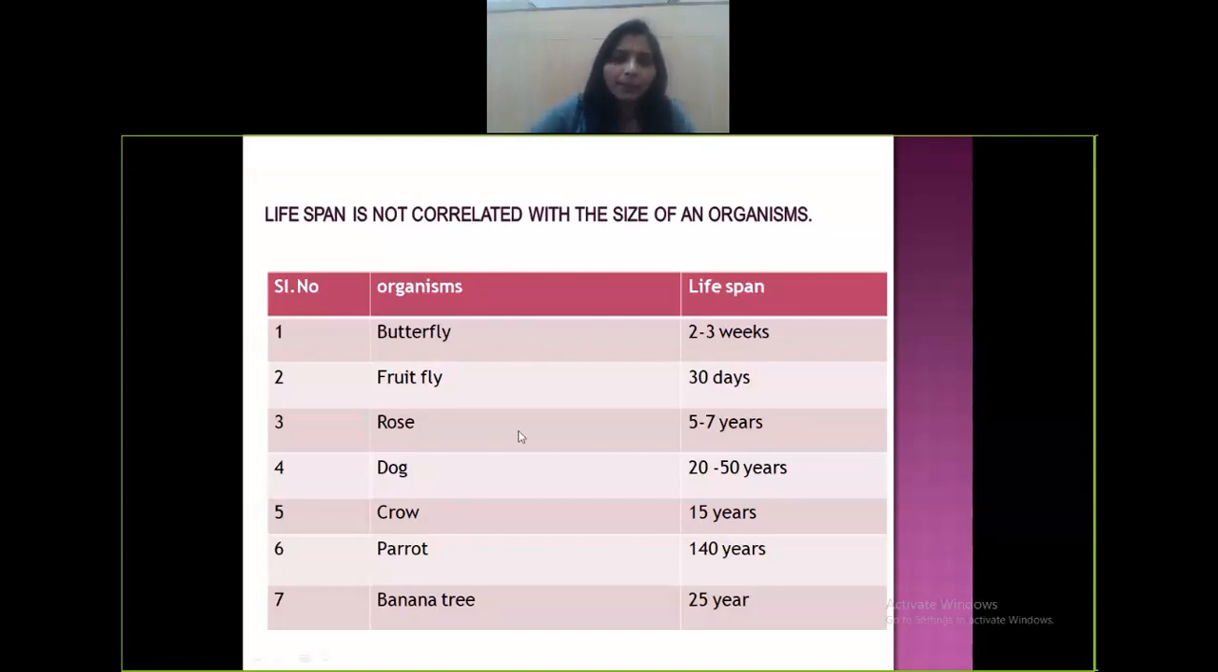Few to mention over here, for example, just randomly picked up: butterfly. Butterfly's lifespan is 2 to 3 weeks. Fruit fly, Drosophila, lifespan is 30 days. Rose, lifespan is 5 to 7 years. Dog, lifespan is from 20 to 50 years. Crow, lifespan is 15 years. Parrot, lifespan is 140 years. Banana tree, 25 years. So different organisms have different lifespans. The size of an organism cannot be correlated with the lifespan of an organism.